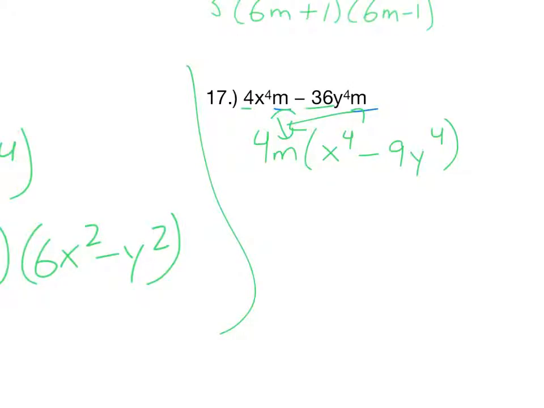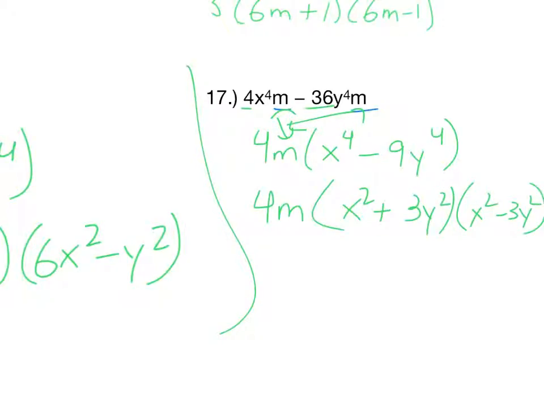Now we have a difference of squares, so bring down your greatest common factor, which is 4m, and let's split this up. The square root of x to the 4th is x squared. The square root of 9y to the 4th would be 3y squared. And then we would do the same thing over here, except with a minus instead of a plus sign. And that would be your final answer.